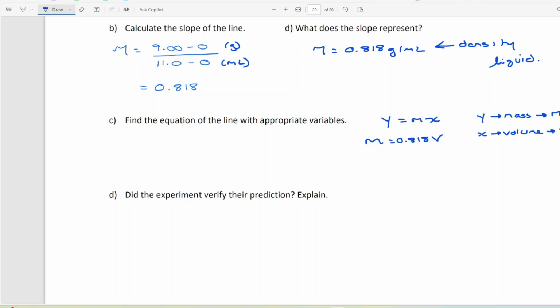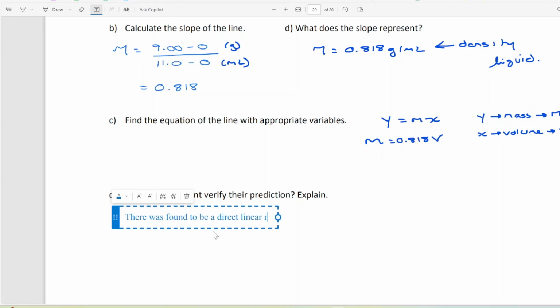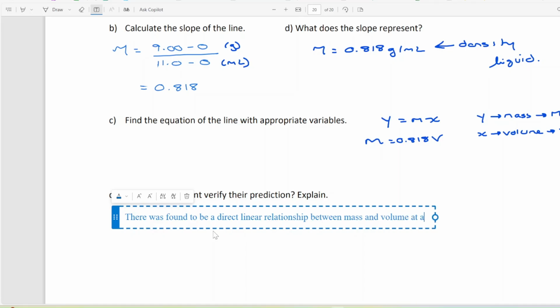The next question is, did the experiment verify their prediction? They were predicting that there was a linear relationship, and yes, it came out as a linear relationship. So what we would say in our conclusion is there was found to be a direct linear relationship between mass and volume at a rate of 0.818 grams per milliliter.